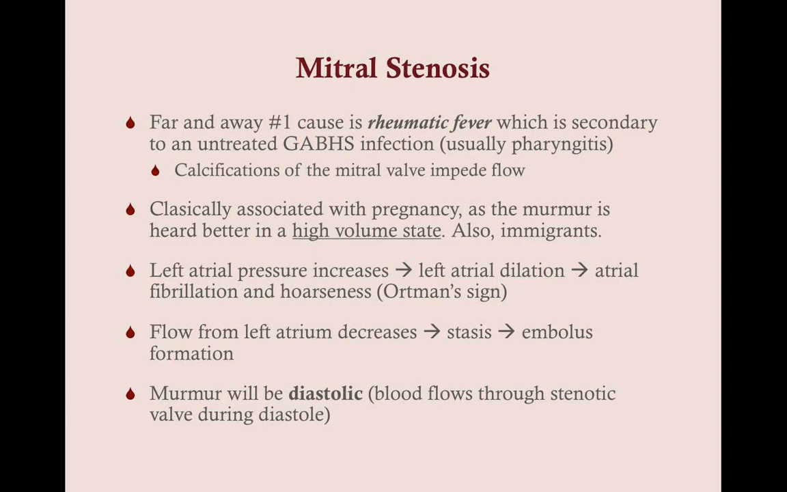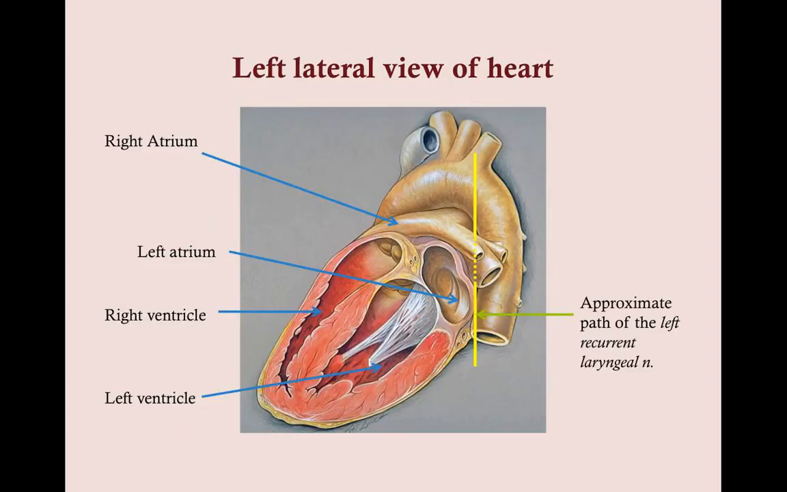we get a murmur. It's kind of like if you blow through a toilet paper holder, like a tube that holds wrapping paper, you don't hear much of a noise, but if you blow through a straw, you're going to hear a much louder noise. So you have more turbulence, and that's what we hear in the murmur. So the murmur is diastolic in mitral valve stenosis.